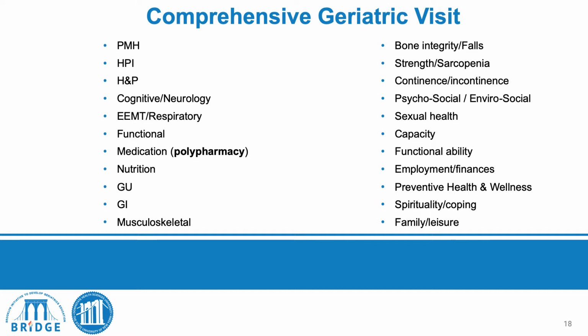And again, most importantly, their functional status. Neurology and endocrine assessment. Hematology and immunology assessment. Infection prevention. Preventive health and wellness. Spirituality and coping. And family leisure pleasure activities. Also, as important and sometimes overlooked, is sleep hygiene.